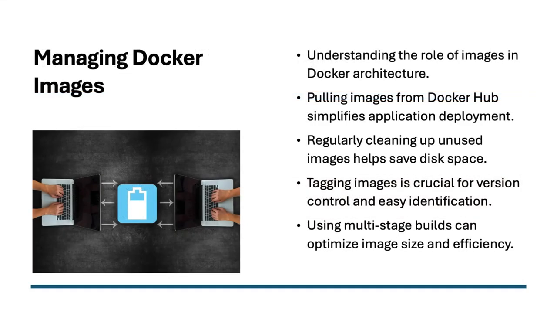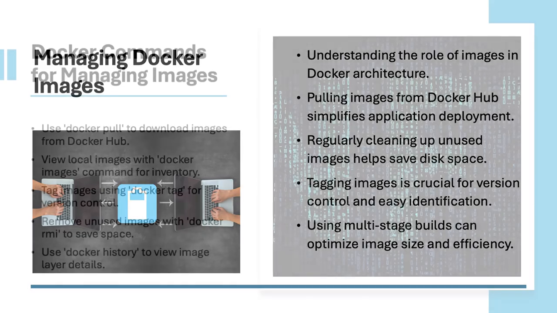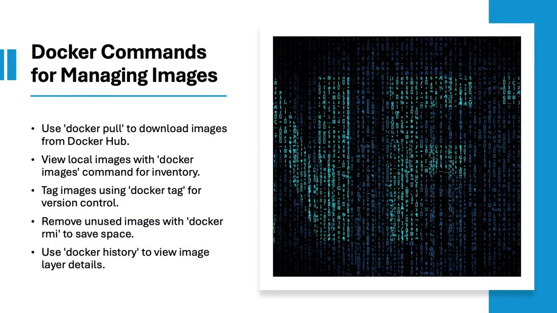Managing Docker images effectively is essential for maintaining efficient workflows. Images are the foundation of containerized applications, and pulling them from Docker Hub allows easy deployment. Regularly cleaning up unused images can free up valuable disk space. Additionally, tagging images helps with version control, while multi-stage builds optimize both image size and performance. Managing Docker images effectively is crucial for maintaining a clean and efficient environment.